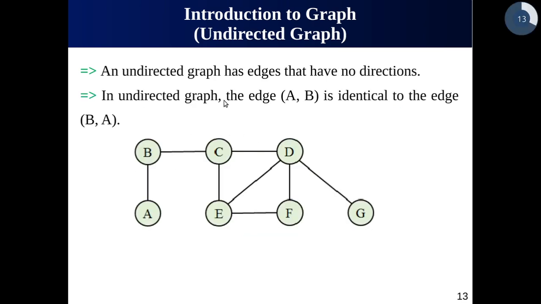Two of the very famous graph types are undirected graphs and directed graphs. Undirected graph is a very simple concept, where edges have no directions. What are edges? The lines, the links, the connections between any two nodes. If they have no direction, then it is known as an undirected graph.